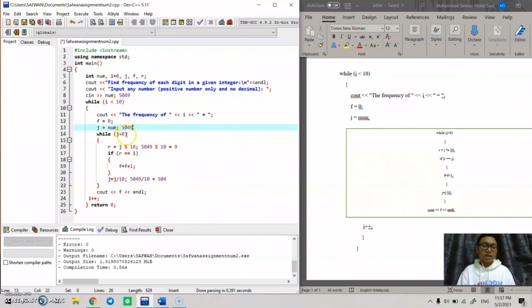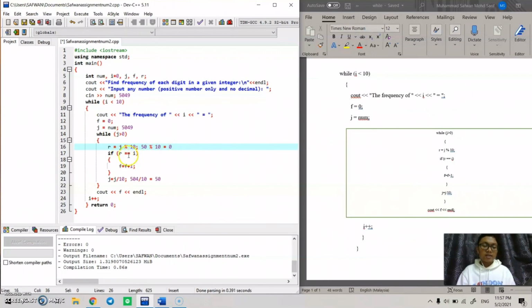504 is more than 0. So we will divide it. 504 modulo by 10. So we got 4, where 4 is not equal to 0. So still repeat this. After this, we divide 504 by 10, so we got 50. After that, 50 we divide by modulo by 10 again. Sorry. So we will get 0.